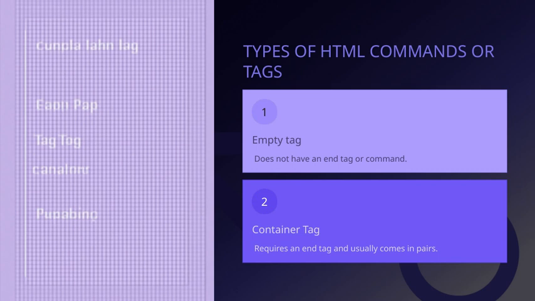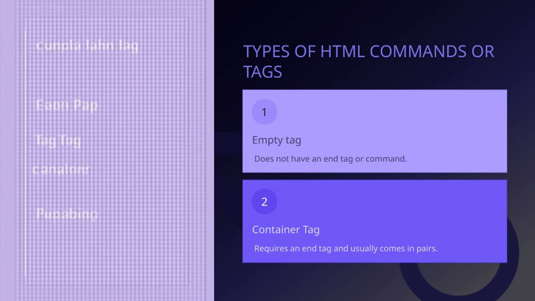Next, we have the container tag. These are a bit more involved because they require an end tag to close them. Usually, container tags come in pairs, an opening tag and a closing tag, to enclose content or other elements inside. Think of it as a box that wraps around some content, making sure everything inside is grouped together properly.